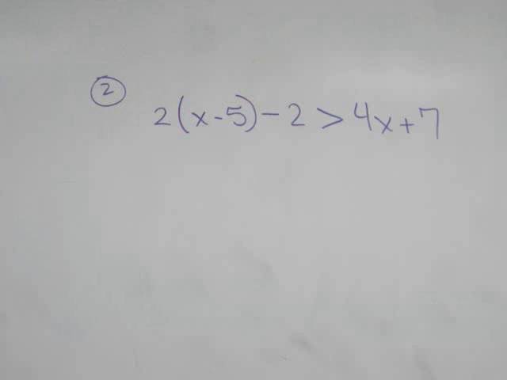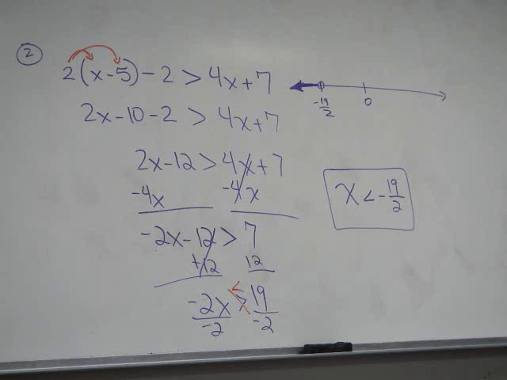Pretty straightforward. Second problem. So you should have gotten rid of the parentheses first. 2x minus 10 minus 2 is greater than 4x plus 7. If you do this the way that I showed you to do equations, before you attempt to cancel from either side, you combine like terms right here. Simplify this. So you get 2x minus 12 is greater than 4x plus 7.